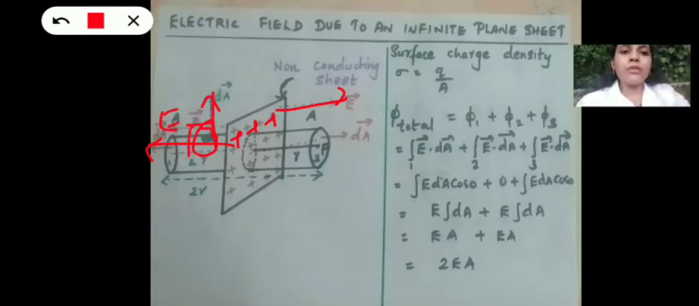What is the angle between electric field and area vector? Yes, it is 90 degrees. So whenever the angle is 90 degrees, the electric flux through that area is 0, because cos 90 is 0. So the curved surface is not going to contribute to the total electric flux.